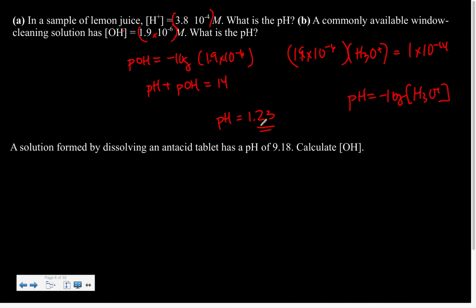Yes? All right. A solution formed by dissolving an antacid tablet has a pH of this. Calculate OH. So that goes back to what we talked about up here. This is my pH, which means that this reflects my hydronium ion concentration. So if I want this, again, I will take one of these 2 routes to get there. Does that make sense?